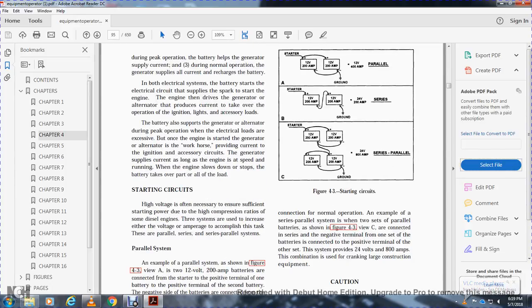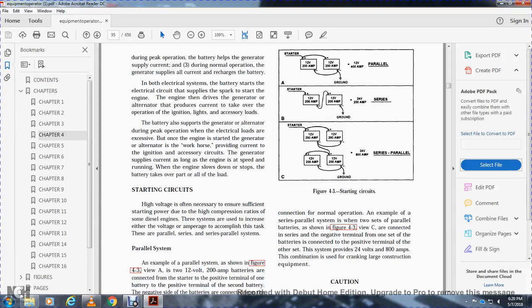Both electrical system batteries start the electrical circuit, supplying the spark to start the engine. The engine drives the generator or alternator, which produces current to take over, operating the ignition, lights, and accessory loads. The battery also supports the generator or alternator during peak electrical loads. Once the engine starts, the generator or alternator provides current to the ignition and accessory circuits. The generator supplies current as the load as long as the engine is running; if the engine slows down and stops, the battery takes over part of all the load.